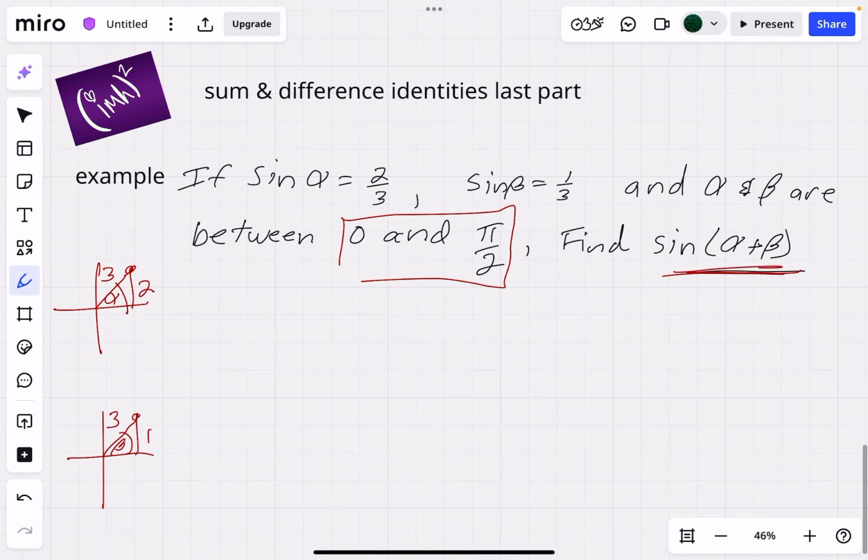Now, if we're going to use sum and difference identities, we definitely need cosine, because the sum and difference identities mix them up, right? It uses both. So we're obviously missing it, and we're not going to be able to find it unless we use the Pythagorean theorem here. Unfortunately, these right triangles that we have are not Pythagorean triples.